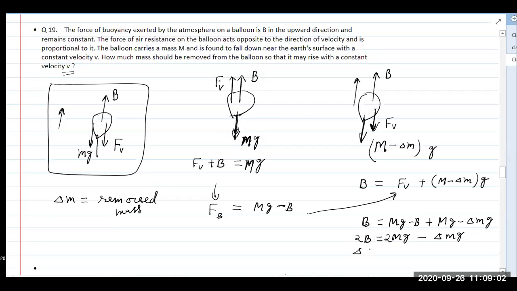So how much is delta m? Delta m will be equal to (2Mg minus 2B) divided by g. This will be the removed mass. If this much mass is removed, the balloon will start rising up with the same velocity in the upward direction.